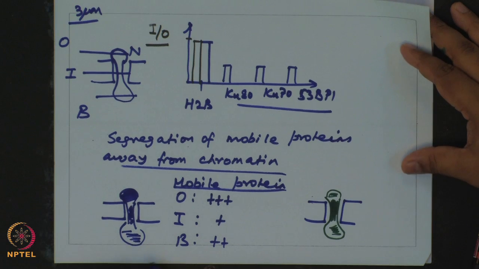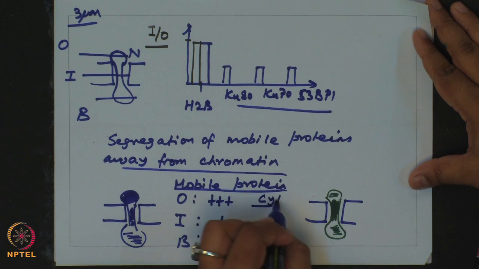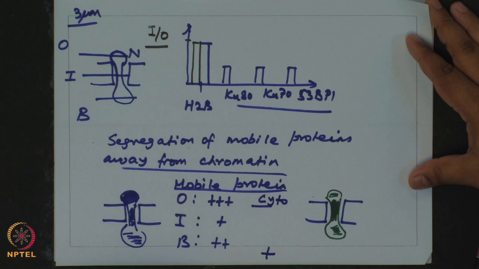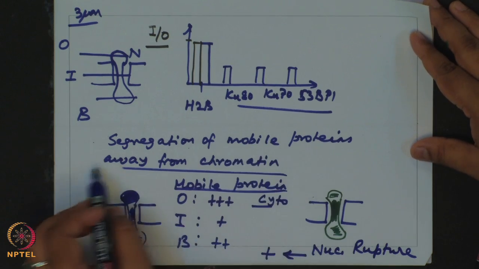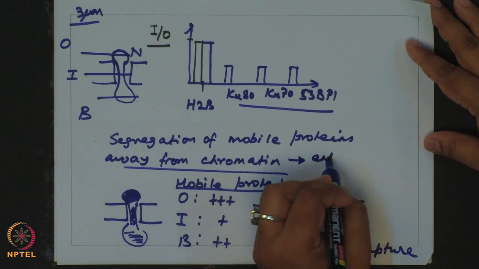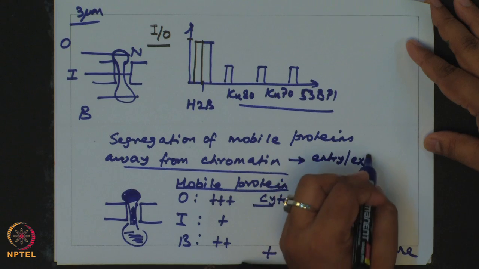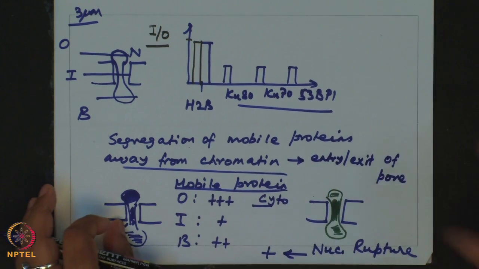Okay. And every once in a while, like the previous study which showed that there is rupture, if you tracked the concentration in the cytoplasm, in the bottom there was some signal in the cytoplasm also, suggesting, so this was the nuclear rupture as demonstrated with the other study. Okay. So, this suggests there is segregation of mobile proteins away from chromatin, and this segregation happens at entry to pore and exit of pore. Okay.